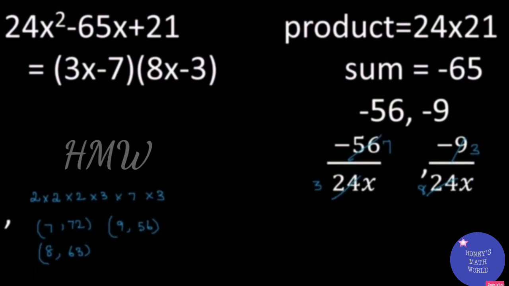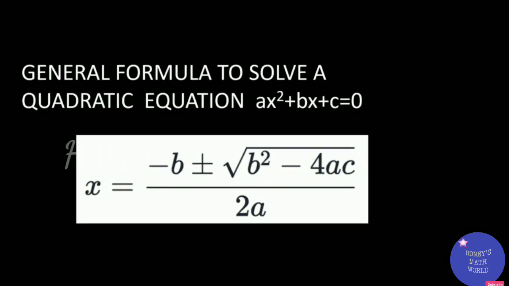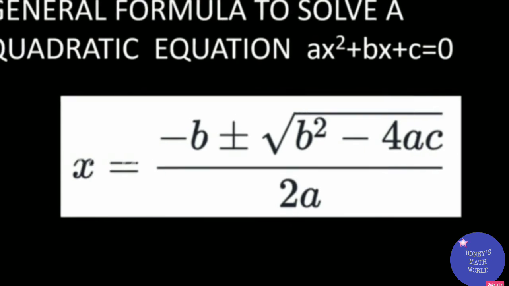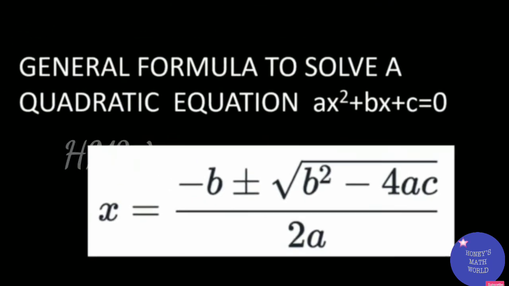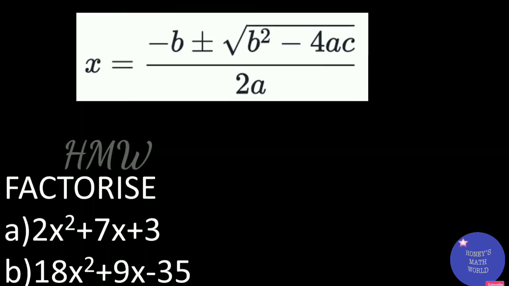So, you have learned a shortcut method to solve a quadratic polynomial. There is a general formula, that is x is equal to minus b plus or minus root of b square minus 4ac by 2a. This general formula is useful when the above method fails. So you can use this formula to solve a quadratic equation when you cannot factorize using that shortcut method.